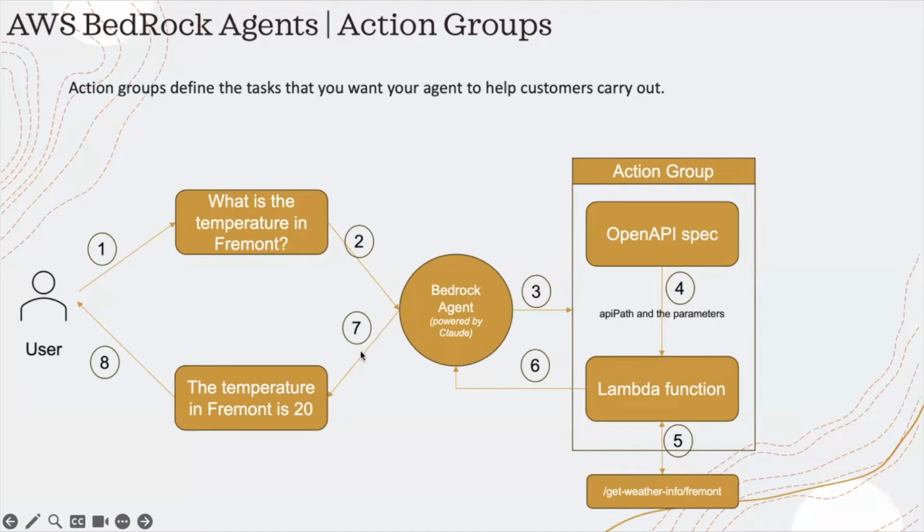The Bedrock agent then formats it or writes it in human language, right? It's more English language, that the temperature in Fremont is 20, and this is what is sent back to the user. This is what we will now set up in AWS Bedrock through the AWS Bedrock console.